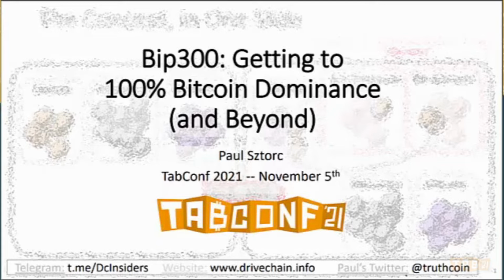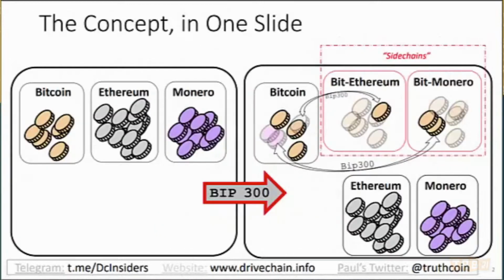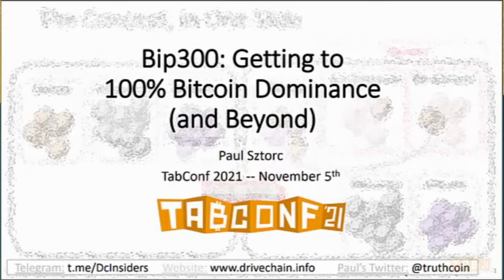Okay, great. Hi, thanks. I've been invited to speak about BIP 300, which is one of my ideas for taking Bitcoin to the next level. So BIP 300 proposes these new layer 2s that are called sidechains.